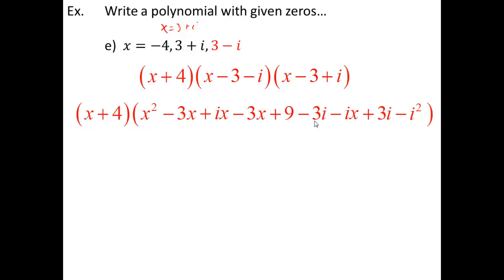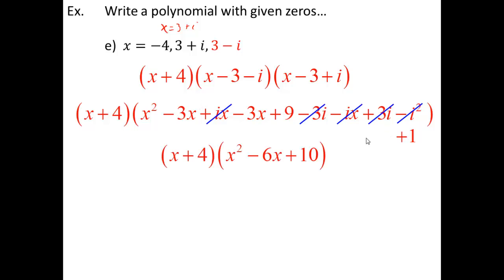Now, we've got a lot of terms here, but notice immediately some of them cancel. For example, the ix's cancel, the 3i's cancel, and for that matter, i squared, remember, i squared is negative 1, so negative i squared really means positive 1. We can condense the remaining terms. Negative 3x and negative 3x gives me negative 6x. 9 and 1 gives me 10. So all of that simplifies down to this.